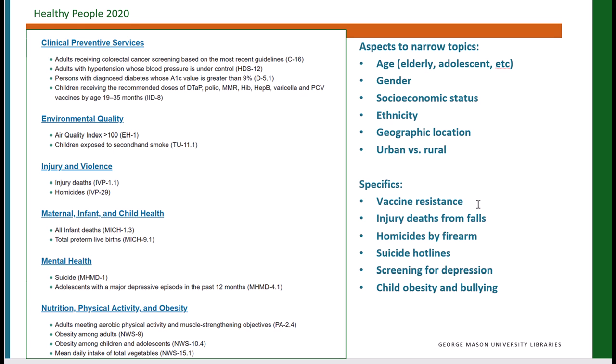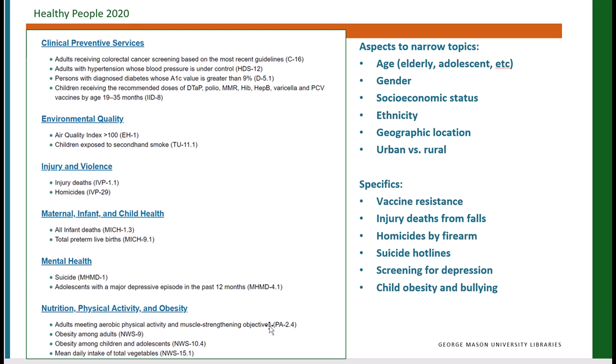Another one that's very broad might be injury and violence, injury, deaths, and homicides. They're both very, very broad topics. To narrow them, you might look at something like injury, deaths from falls, or homicides by firearm. Under mental health, suicide is very broad. You have to think of some kind of way of narrowing that. Maybe screening for suicide, or my suggestion would be suicide hotlines. Are suicide hotlines effective interventions in prevention?